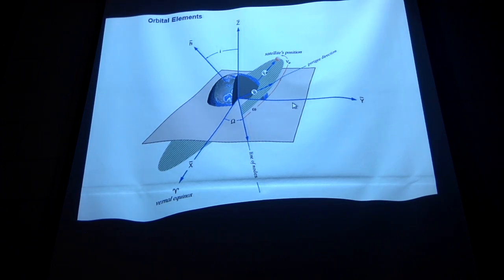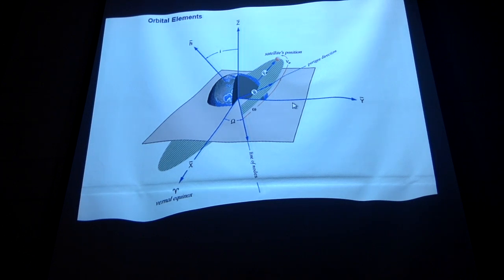What is that line of intersection? The line of nodes. Yes. The line of nodes is the line of intersection of the orbital plane and the equatorial plane. You get it? Can an orbit exist without that line of nodes? It cannot exist without the line of intersection.